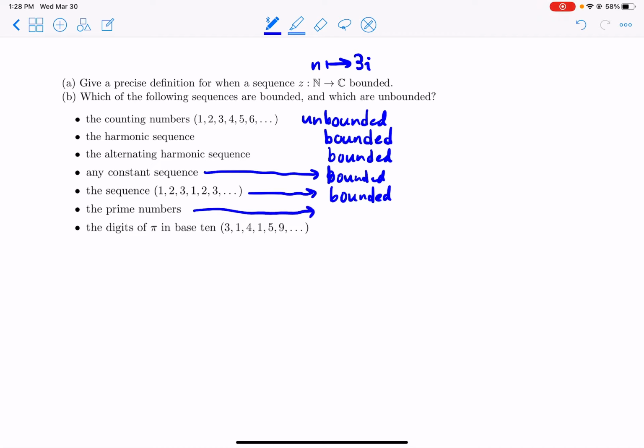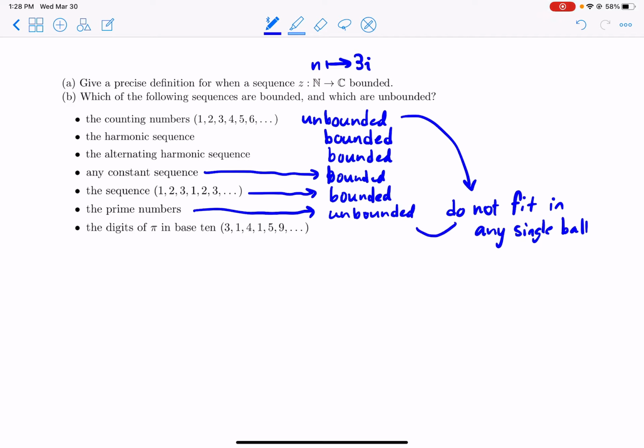The prime numbers are unbounded. That's not obvious, but it is true. They get bigger and bigger and bigger. They do not fit in a ball. Do not fit in any single ball. Same with these ones. Okay.